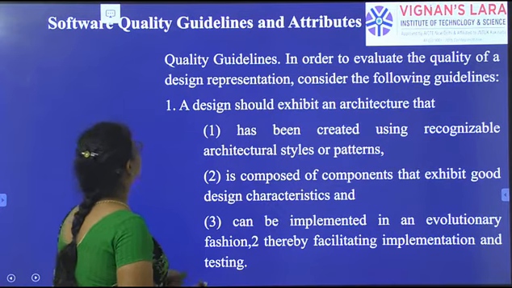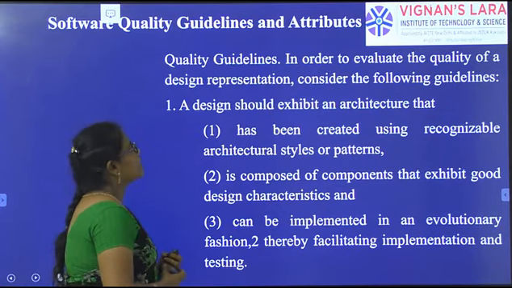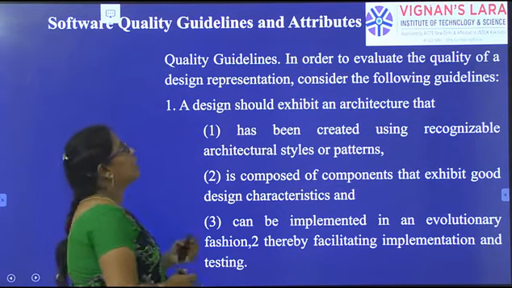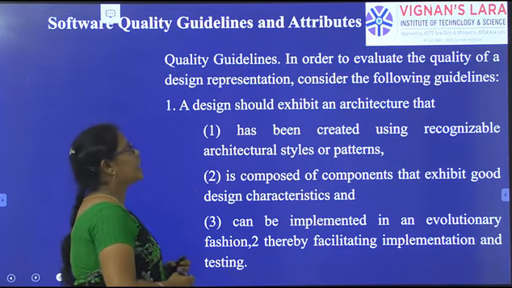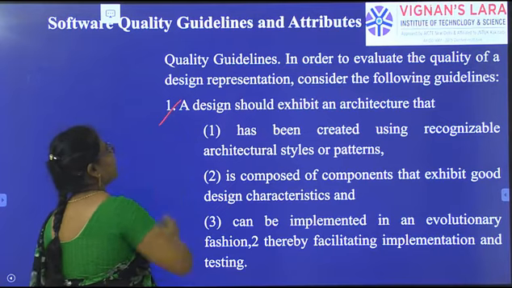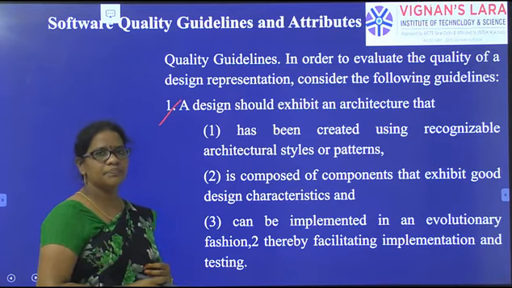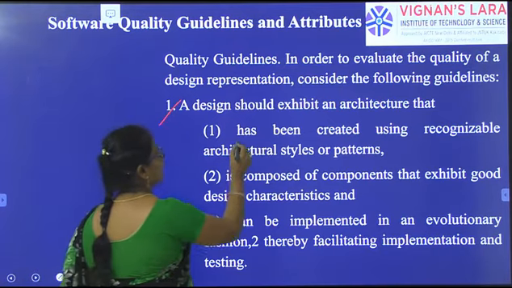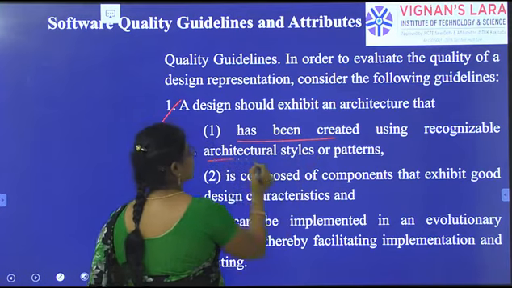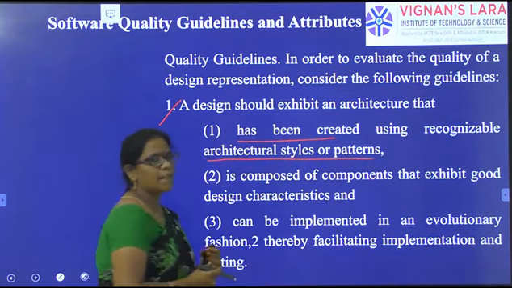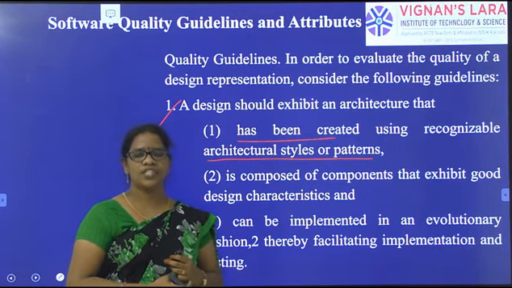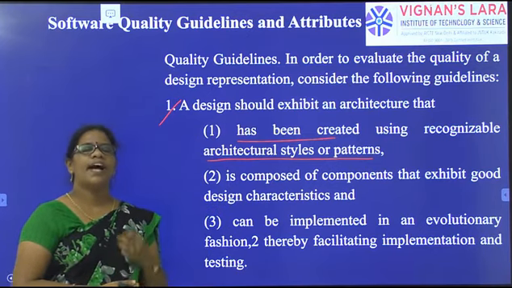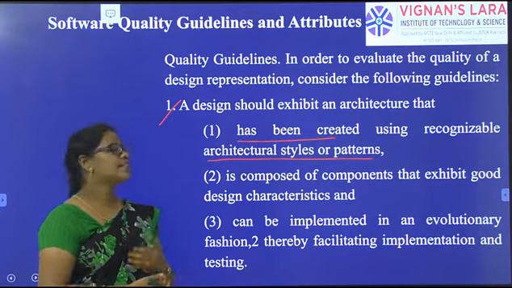And coming to the next, quality guidelines. So what are the quality guidelines? In order to evaluate the quality of the design representation, consider the following guidelines. The first one is a design should exhibit an architecture that has been created using recognizable architectural styles or patterns. In the software designing process, there are some architectural styles and patterns. According to that, we have to design the system.